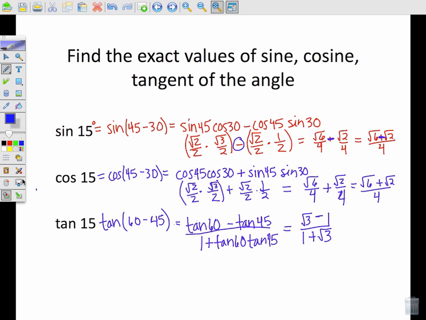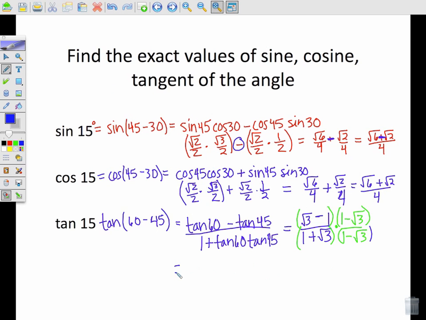Well, you can't leave your answer like this. So what we have to do is we have to multiply by the conjugate. The conjugate would be 1 minus the root 3. So top and bottom, multiply by the conjugate. That would be foiling the top, foiling the bottom, and then doing common term work and simplifying.